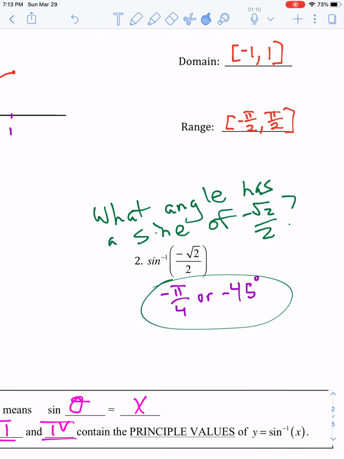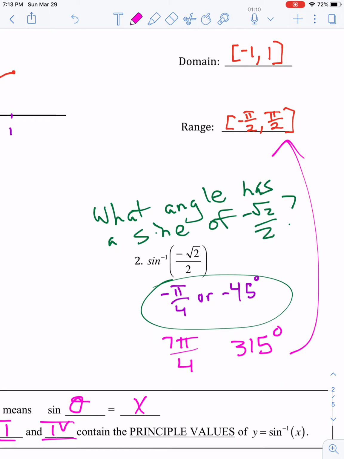For example 2, this says, what angle has the sine of negative root 2 over 2? There are many answers, as we stated before, but the only values within the principal interval are negative pi over 4 and negative 45 degrees. Many people will want to say 7 pi over 4 or 315 degrees, which do have sine values of negative root 2 over 2. However, these values do not fit in the principal interval, which is the reason they are not the result of this evaluation.